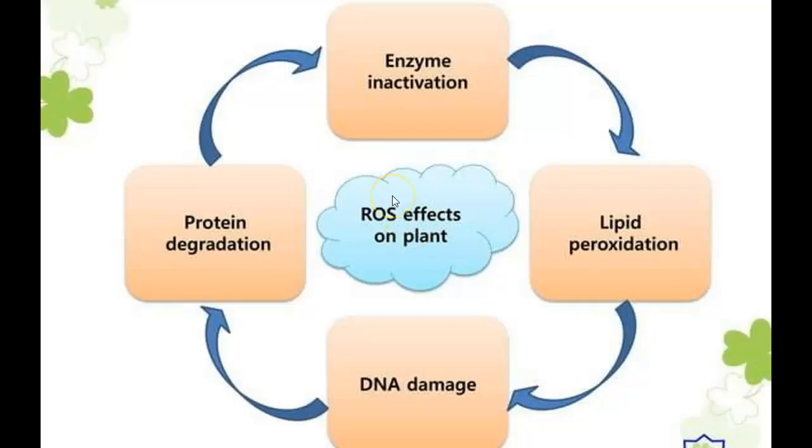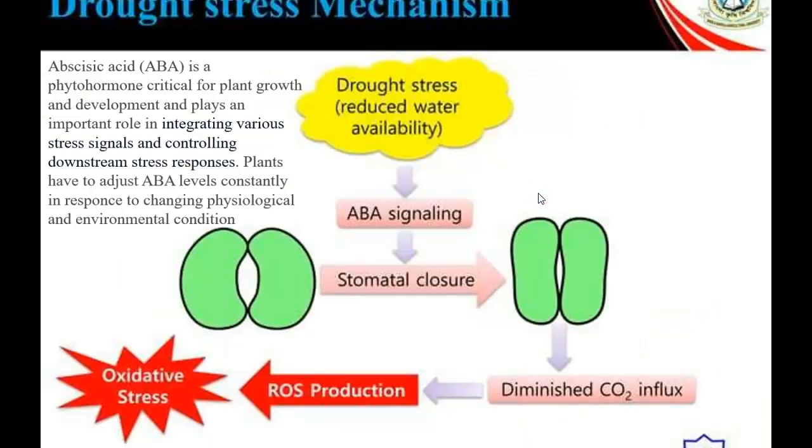So ROS effects on plants: whenever there are more reactive oxygen species, there is more lipid peroxidation that will ultimately damage DNA. If the DNA is damaged, it results in protein degradation. When there are degraded proteins, enzyme activity will stop. As a result, there will be no lipid peroxidation.